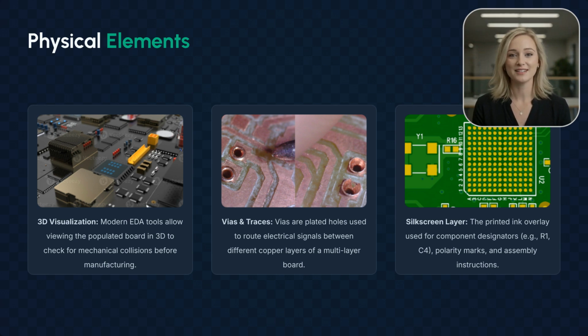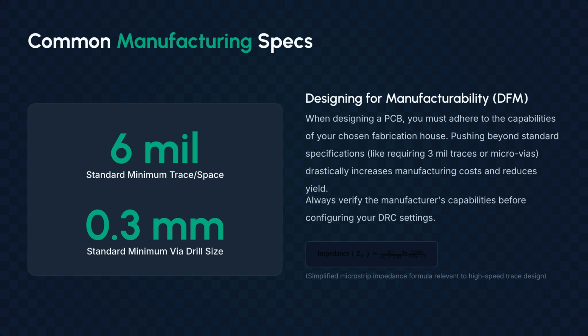Physical elements of the board design include 3D visualization to check for collisions, the use of vias to connect layers, and the silkscreen layer for identification. Designing for manufacturability is key. Adhering to standard specifications, like 6mm minimum traces, helps keep costs down and ensures a higher manufacturing yield.